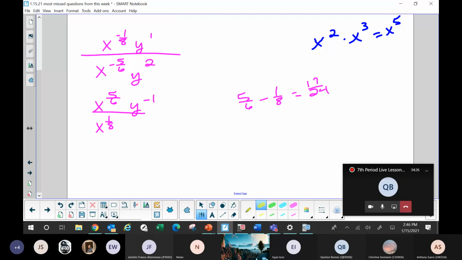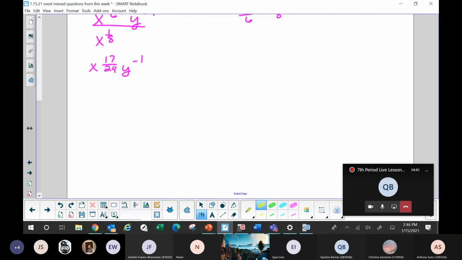So at this point, we have x to the 17 over 24, y to the negative 1, if there's nothing in the bottom. But because we have that negative exponent, we don't want to leave a negative exponent. So we are going to move that entire thing to the bottom. So the final answer here is x to the 17 over 24 power over y.